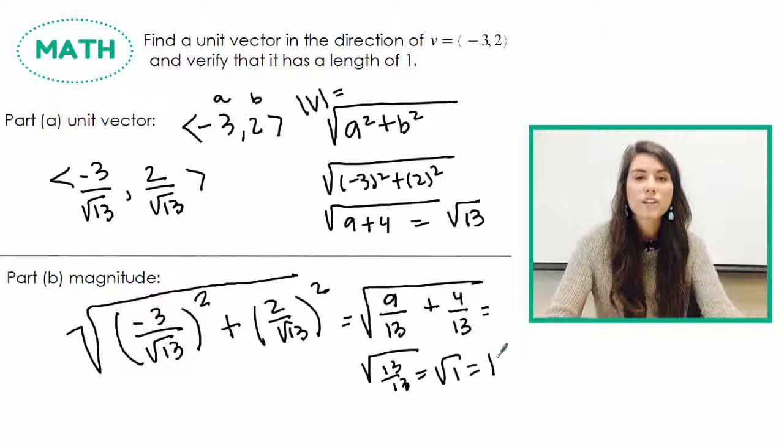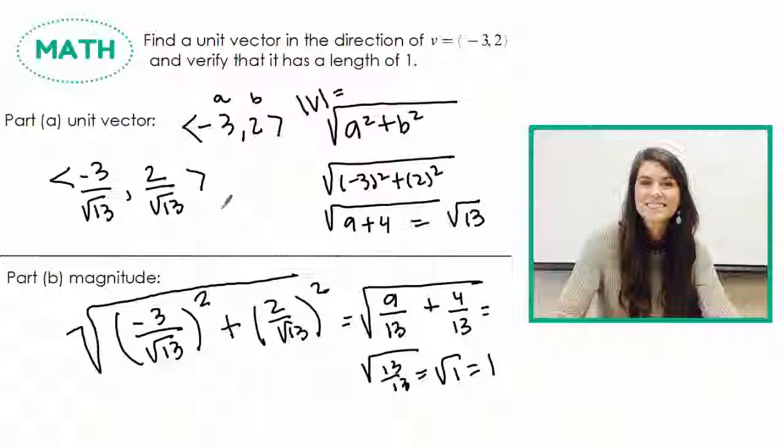And remember, to find the unit vector, you find the magnitude of your given vector, and then you divide each piece, your a and b value, by the magnitude. And that's it. You're done. You found your unit vector.